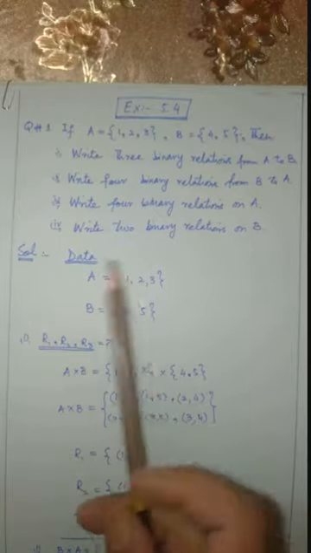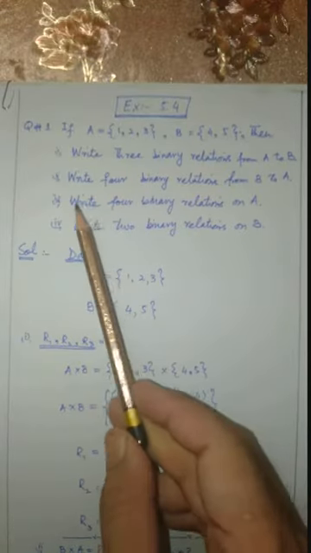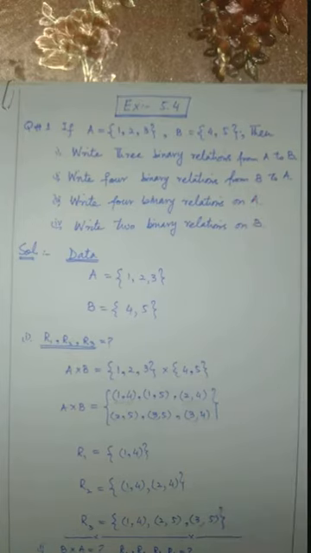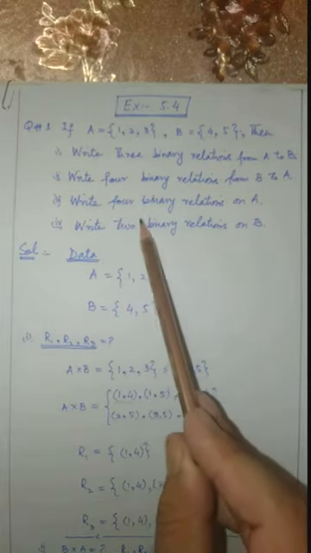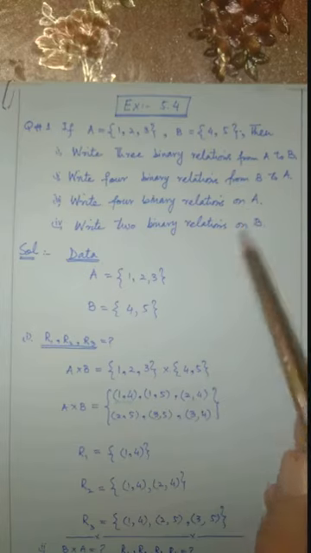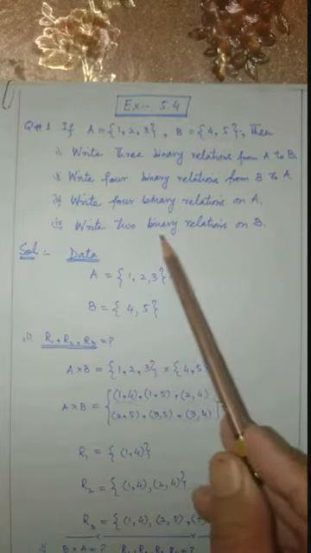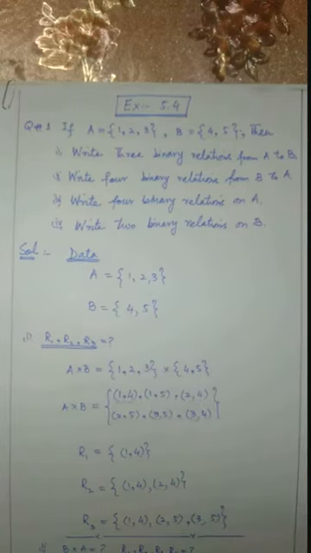Now the other parts. Write 4 binary relations from B to A. B to A means first of all we will find B cross A, then we write 4 binary relations. Write down 4 binary relations on A. On A means first of all we will find A cross A, then we will take subsets. Write down 2 binary relations on B. On B means first of all we will find B cross B, the Cartesian product of B with B, then we will write 2 binary relations.